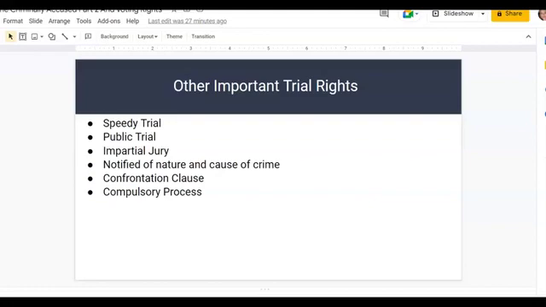And last but not least, compulsory process. Some people get this confused with the confrontation clause, but it's a different thing. My compulsory process rights are my rights to call my own witnesses to come in and testify on my own behalf at trial. So if my attorney sends out a subpoena to some witness that could maybe help me in my case, that witness has to come in and testify at my trial.